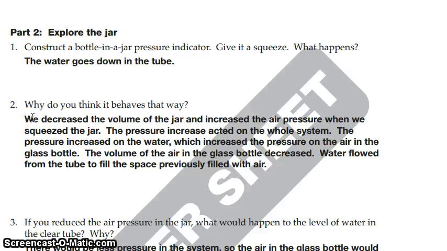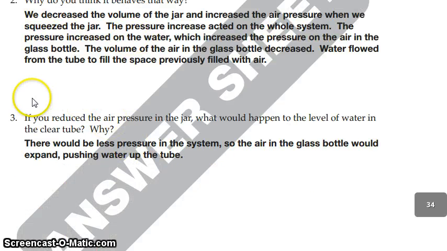As that water goes back down the tube into the glass jar, it's going to decrease the amount of space for the air inside that glass jar. As that air gets a decreased volume inside the glass jar, its pressure also goes up. And then here the third question: if we reduce the air pressure inside the jar, what would happen to the level of the water in the clear tube? And that's what we've seen happen at the end there.